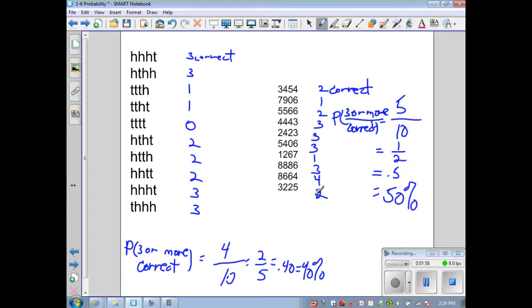So what I want is the probability of 3 or more correct solutions. And when I add up the total possibilities, I have 10 4-digit numbers. How many achieved 3 or more correct solutions? That would be 5. Here, my probability would be 1 out of 2, or 0.5, and multiplying by 100 would give me 50%.